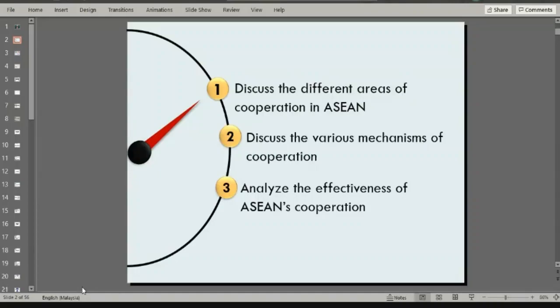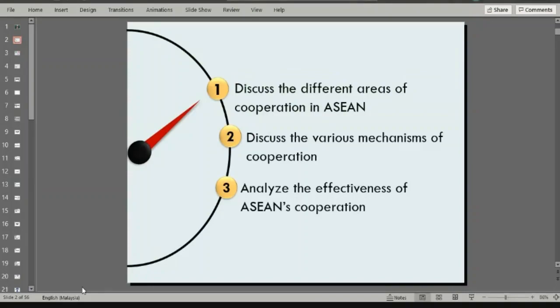Number 2, you should be able to discuss the various mechanisms of cooperation. So in each area of cooperation, there are various mechanisms or initiatives that have been carried out by ASEAN in those different areas. So hopefully you'll be able to explain, or at the very least understand, what those mechanisms or initiatives are about.